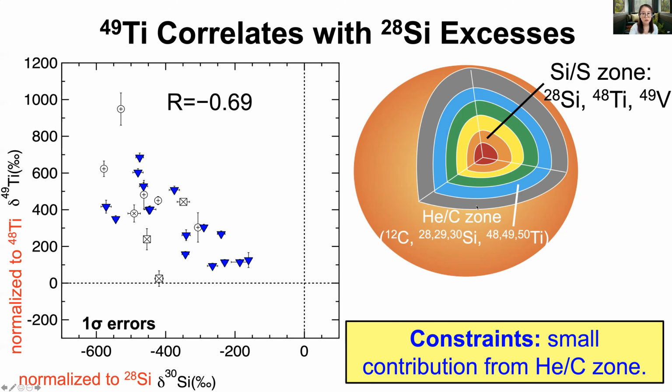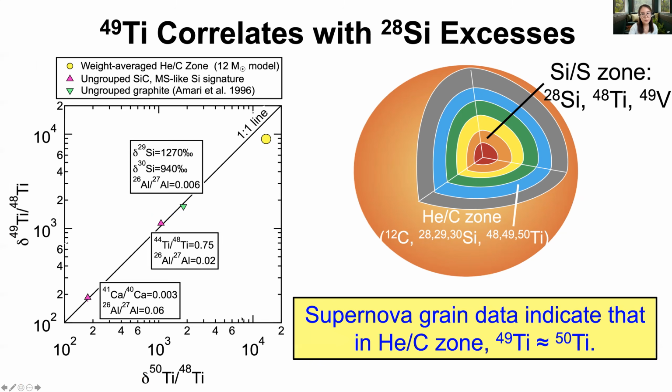However, we still have a small contribution from this outer helium-carbon zone, which needs to be corrected for in order to do the dating in an accurate way. And because of this small contribution, it could be causing these scatters in this negative correlation as we observed here. So for the correction, we can use titanium-50 because titanium-50 is only made in this outer zone. The inner silicon sulfur zone is free of titanium-50.